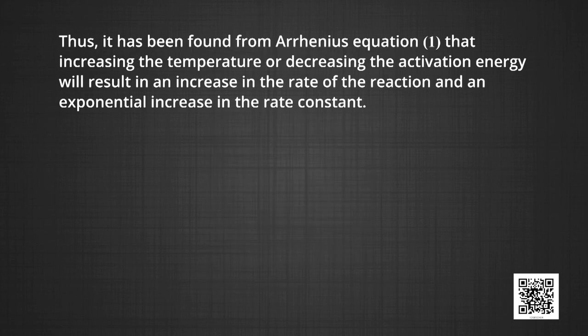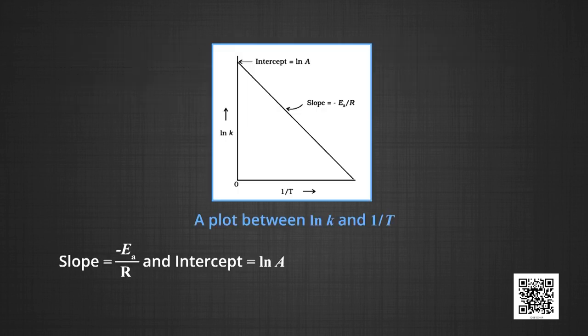Thus, it has been found from the Arrhenius equation that increasing the temperature or decreasing the activation energy will result in an increase in the rate of the reaction, and an exponential increase in the rate constant. Slope is equal to minus Ea by R and intercept is equal to ln A. So, we can calculate activation energy and capital A, that is the pre-exponential factor, using these values.